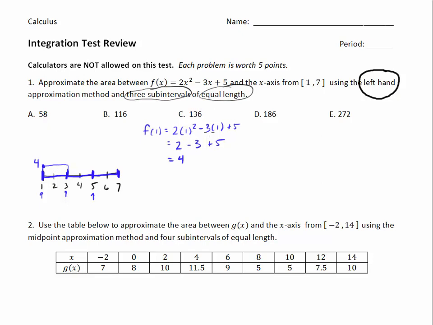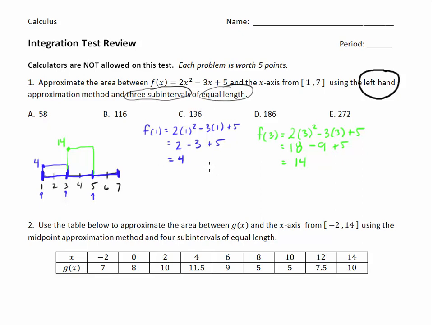Okay, so that's 4. All right, now let's plug in 3 to figure out how tall the middle rectangle is. So let's do this in green. So we got f of 3 is equal to 2 times 3 squared minus 3 times 3 plus 5. So this gives us 3 squared is 9 times 2 is 18 minus 9 plus 5. So 18 minus 9 is 9. 9 plus 5 is 14. So this guy's going to be 14. Once again, I'm not trying to draw it accurately. I'm just trying to get a picture of what it looks like.